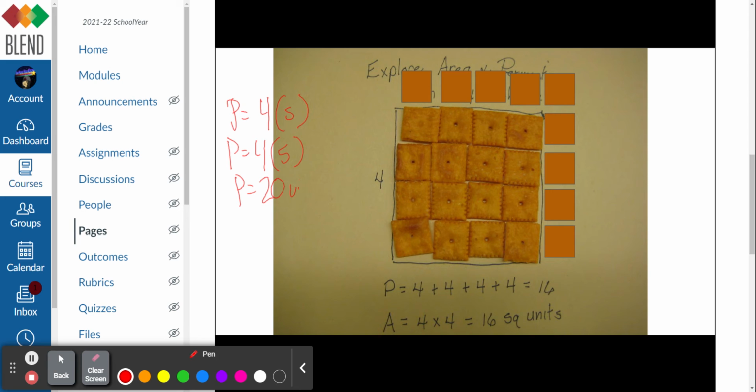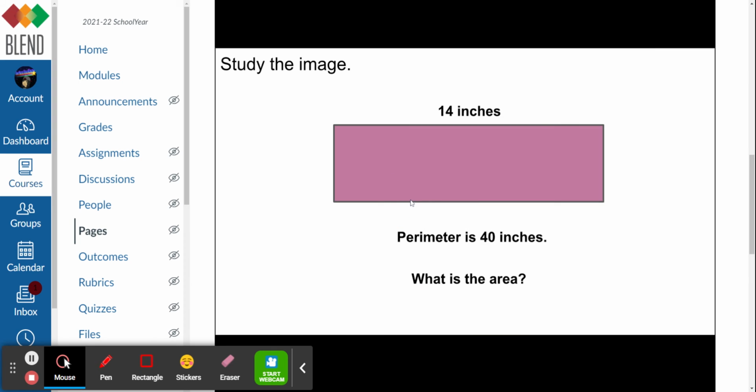All right, 20 units. If we're looking for the area, it is equal to side times side with the square. So area is equal to 5 times 5. Area is equal to 25 square units. So you could also count, and if you counted, there's 25. And if you counted around, there's 20 units. So that's using formulas with Cheez-Its. Congratulations.